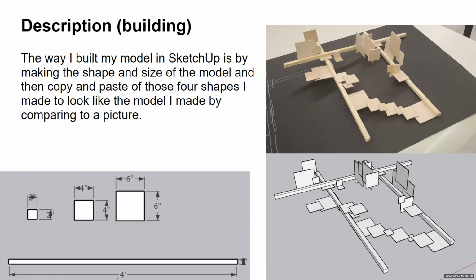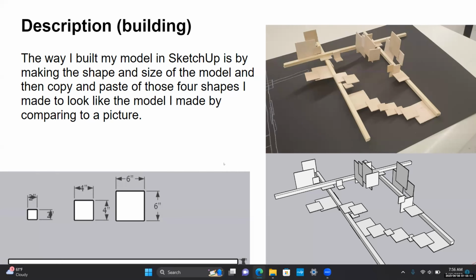The way I built my model in SketchUp is by making the shape and size of the model, and then I copied and pasted those 4 shapes, and I made it look like the model I made by comparing it to the picture. So I used a small square, a medium square, and a big square. And with the picture, I compared it to make it look like the model I made.